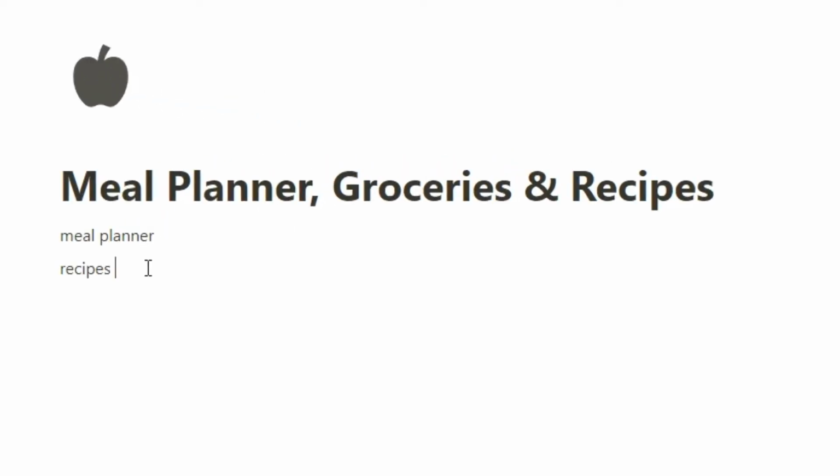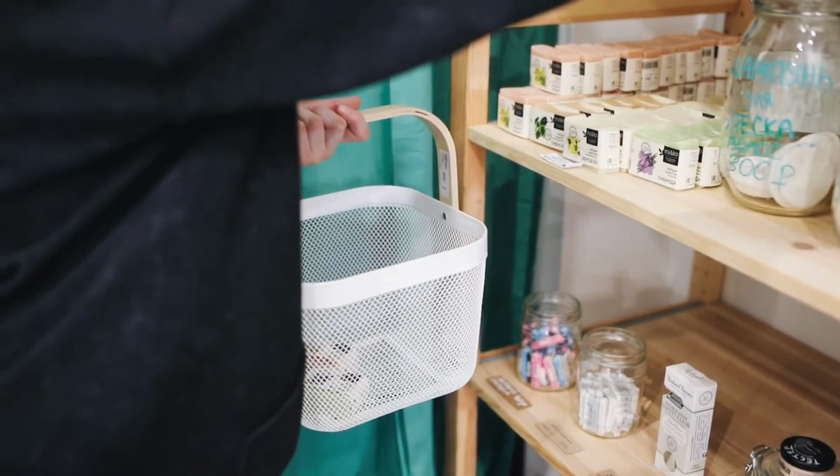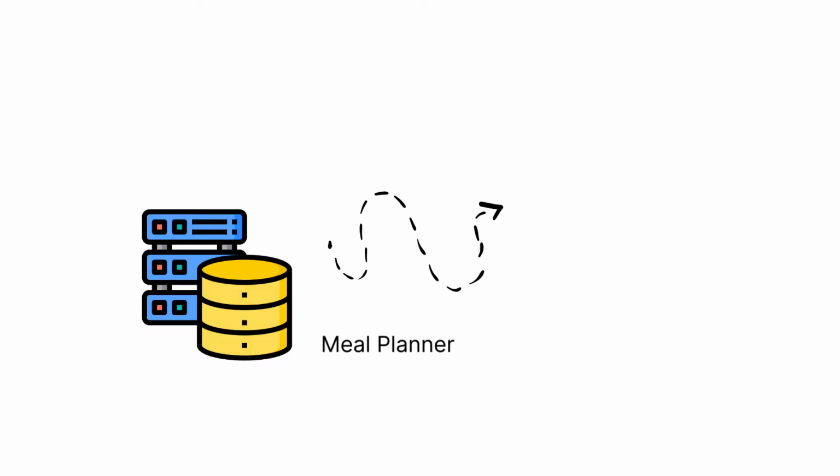So here is how to do a meal planner, groceries, and recipes page in Notion. I'll just start off with a game plan. We're going to want 4 databases: a meal planner, a recipes database, a groceries database, and a household items database, just to have it in the same place as the groceries, because you're most likely buying both at the same time. The meal planner database will be connecting to the recipes database, so we'll start by doing that one.